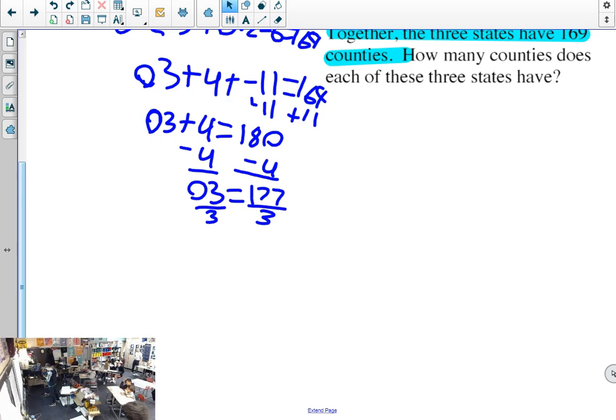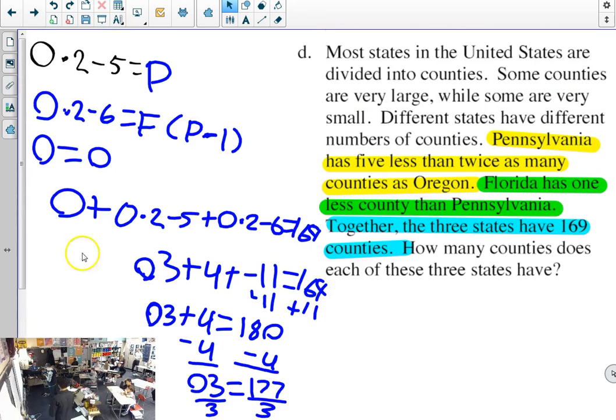So let me check what you did since I was a little distracted. I think I messed up somewhere. Pennsylvania has 5 less than twice Oregon. Florida has, so I don't know what this is. It could be Oregon doubled minus 6, or it could be Pennsylvania. Ah, so you need an equals right here, really. All right, and Oregon is Oregon.